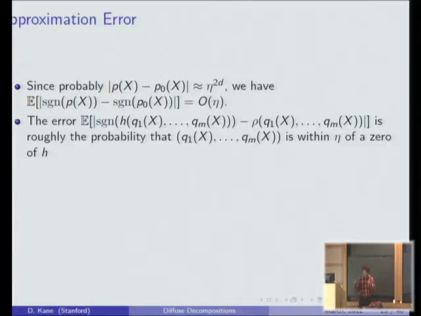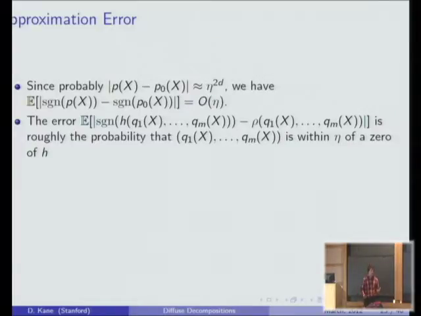Now, of course, this is roughly going to be the probability that our vector q1 through qm lies within eta of some zero of the polynomial h. Intuitively, we have this hypersurface defined by the polynomial. We want to say what's the probability we're within distance eta of that. That's some region of volume eta. By the diffuse property, the probability of lying in this region of volume eta shouldn't be too much more than eta.